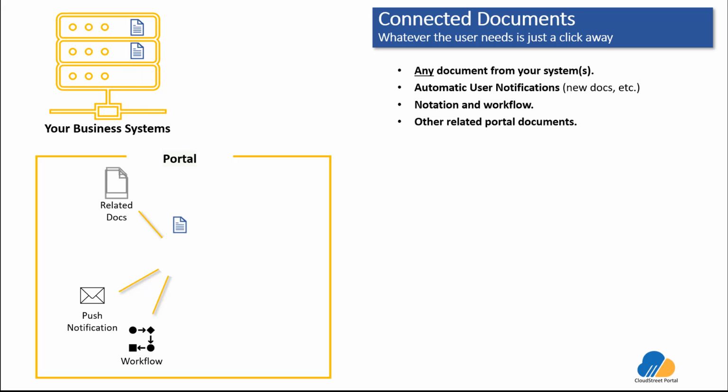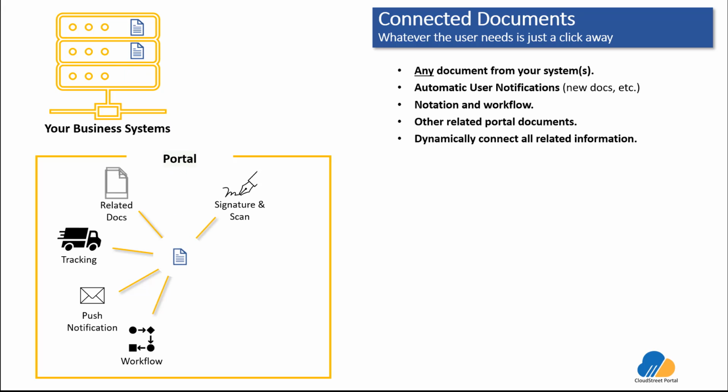We also have related documents. So, for example, if you push a statement up to the portal, the statement may consist of a number of invoices that it references. So if you're viewing the statement, you should be able to click on an invoice on the statement document and automatically be linked to the related invoice. This is much more convenient for the end user.